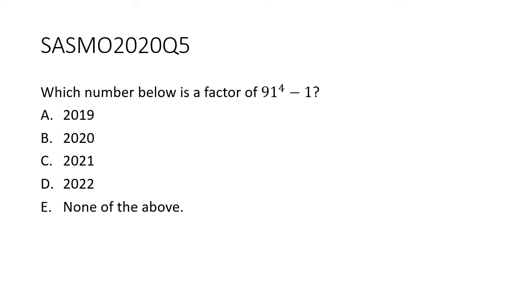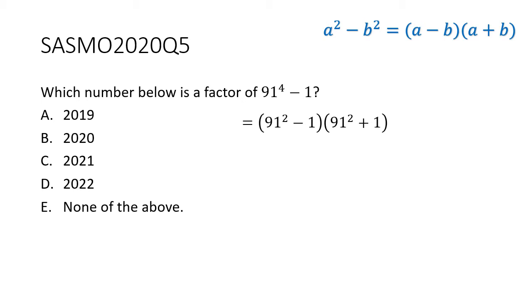So for question 5, we're going to apply the quadratic identity that the difference of squares, a squared minus b squared, is equal to a minus b times a plus b. So we're going to treat 91 to the power of 4 minus 1 as a squared minus b squared. And we can factorize it to get 91 squared minus 1 times 91 squared plus 1.